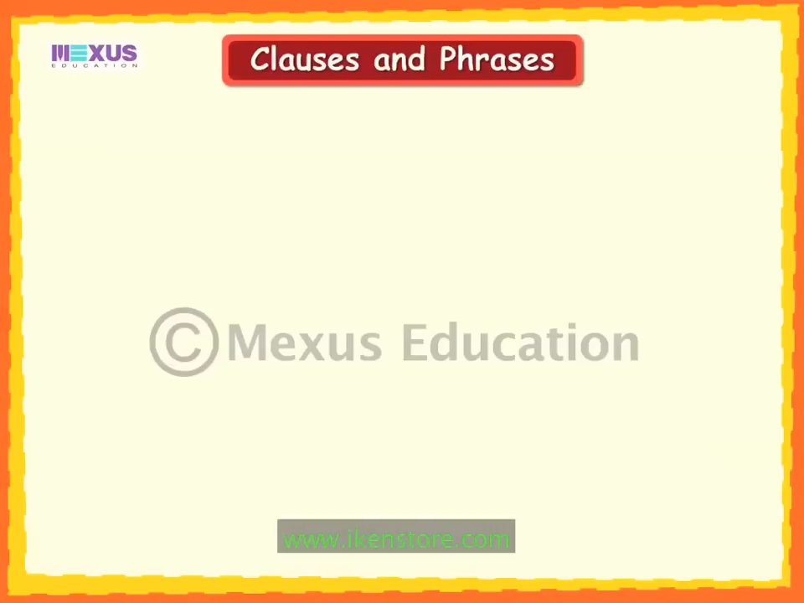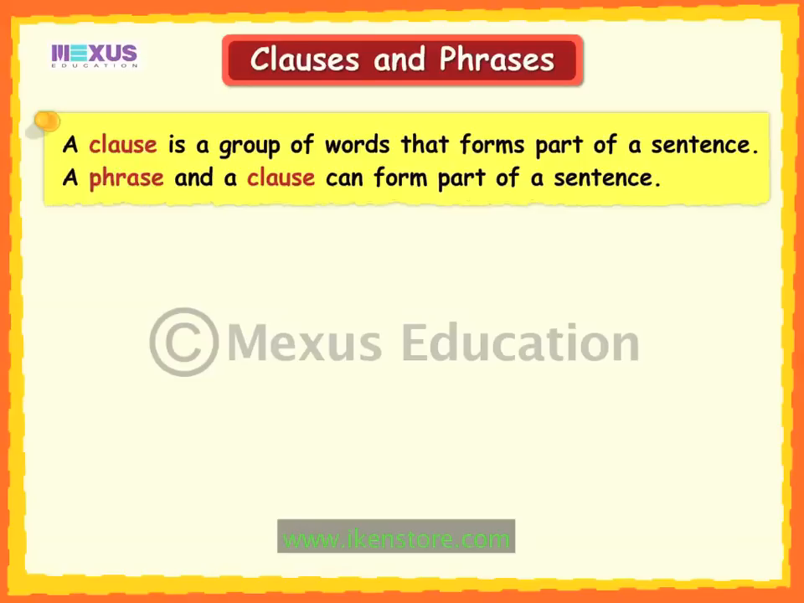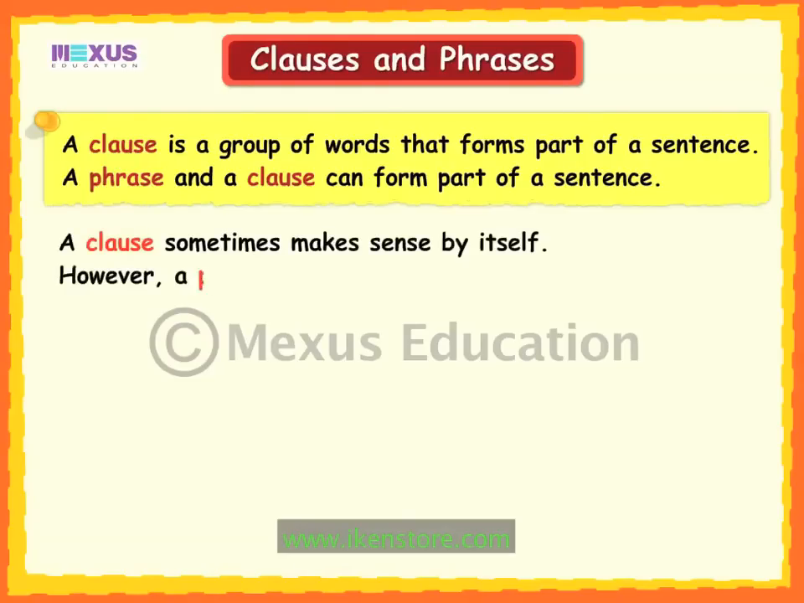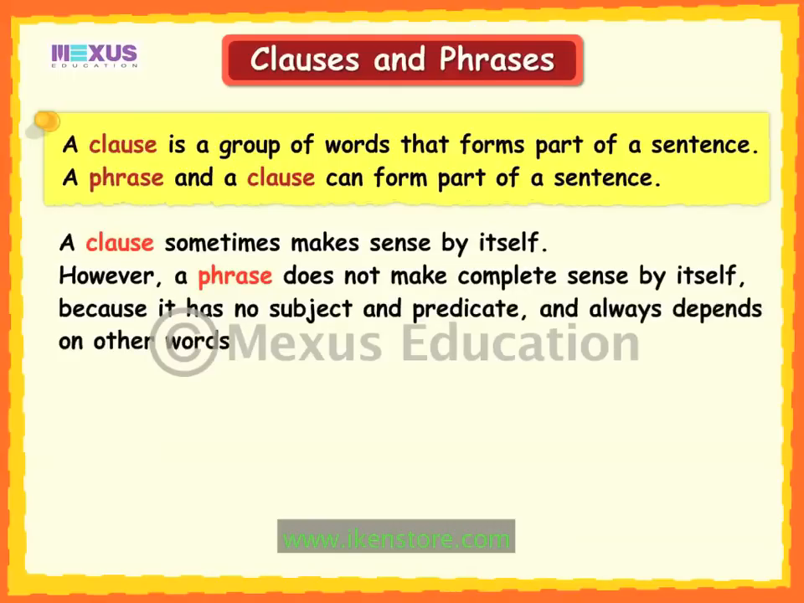So now, we have seen that a clause is a group of words that forms part of a sentence. A phrase and a clause can form part of a sentence. A clause sometimes makes complete sense by itself. However, a phrase does not make complete sense by itself because it has no subject and predicate and always depends on other words to form a sentence.